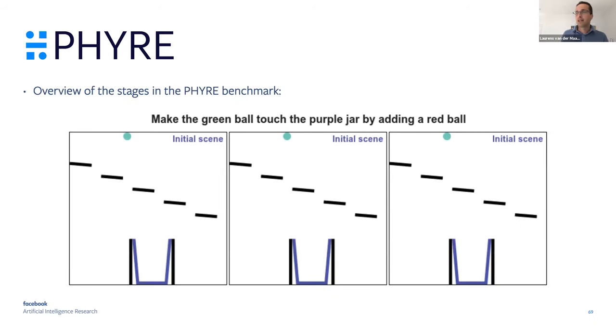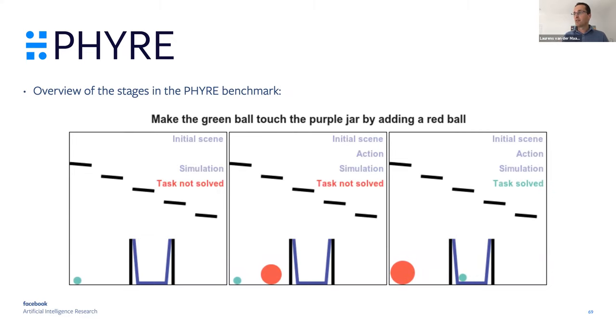Right, so really the task here is always the same. Make sure that the green ball touches either the purple thing or the blue thing. And so you start from an initial scene, you do an action, then the simulation runs, and based on the result of the simulation, you get a signal on whether you solved the task or whether you did not solve the task.